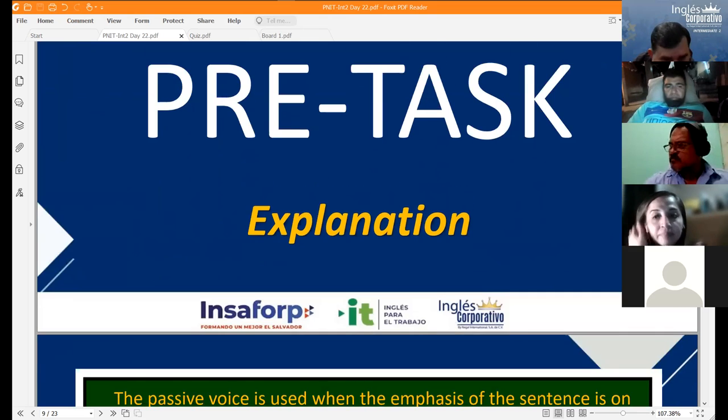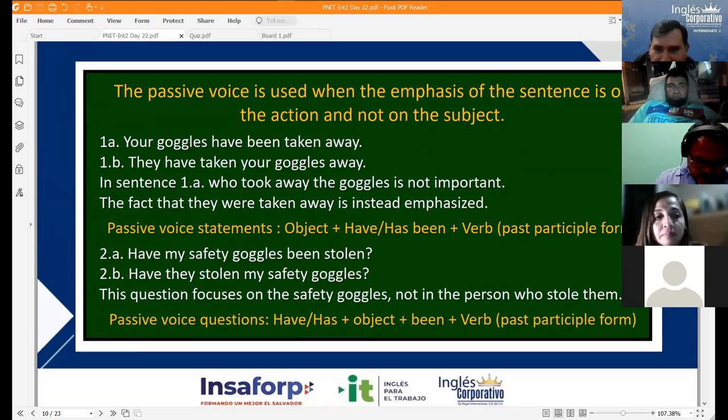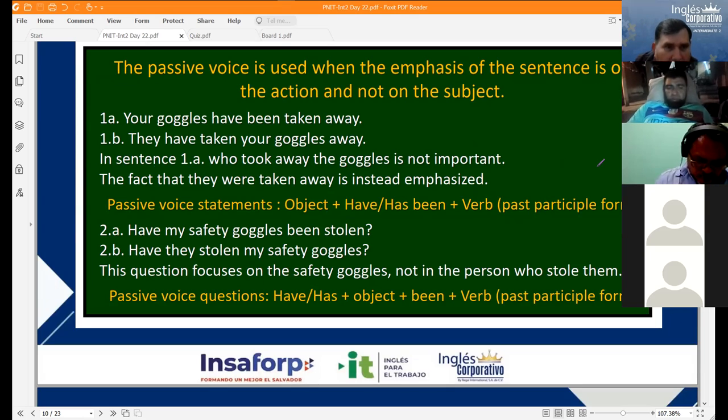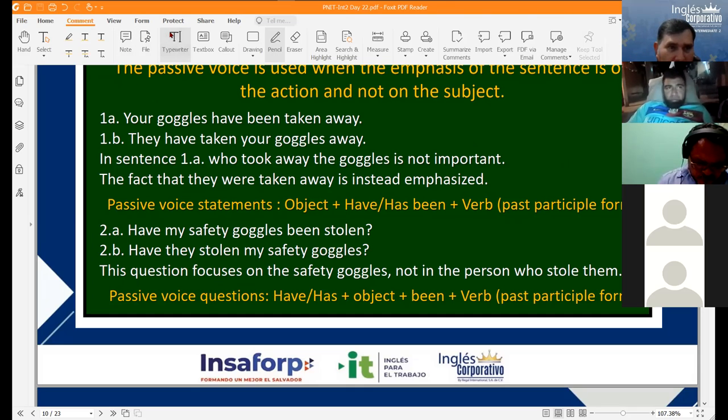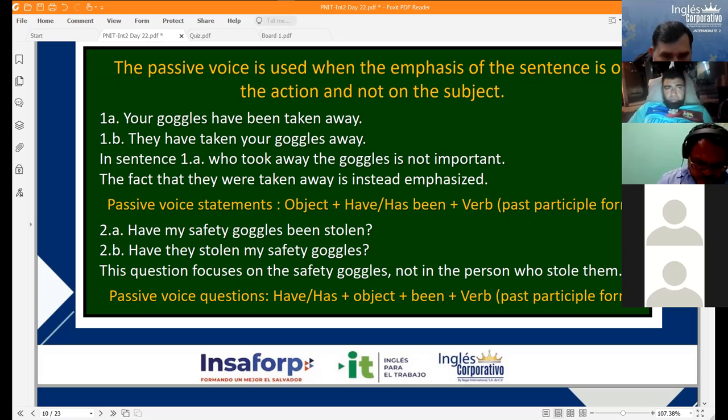Okay, explanation. The passive is used when the emphasis of the sentence is on the action, not on the subject. For example, your goggles have been taken away, instead of they have taken your goggles away. Who took away the goggles is not important. The fact that they were taken away is emphasized. That is the important thing.